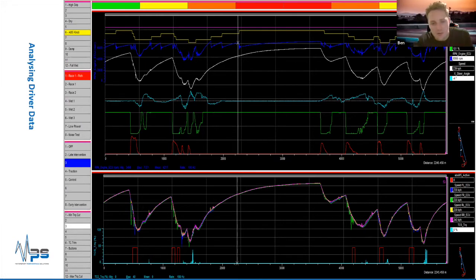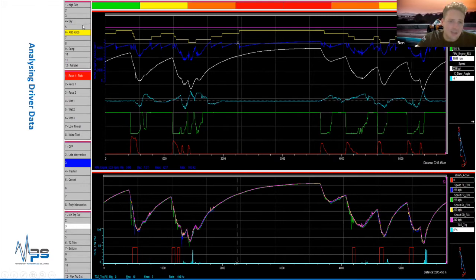So the way you strategically lay out your data analysis will save you dividends in the long run. It'll make it that much easier, that much quicker for you to delve into analysing the driver performance.